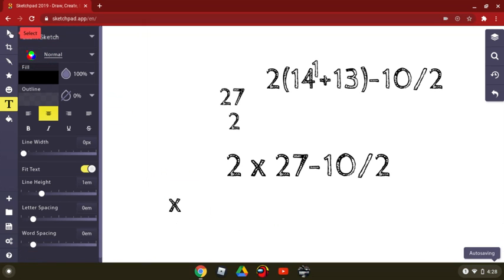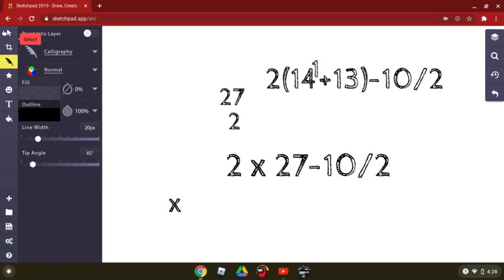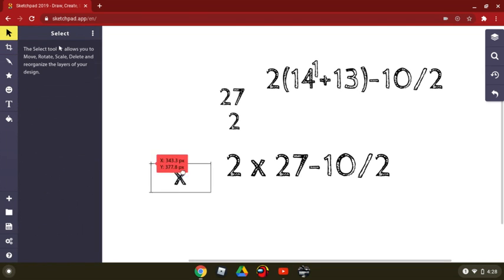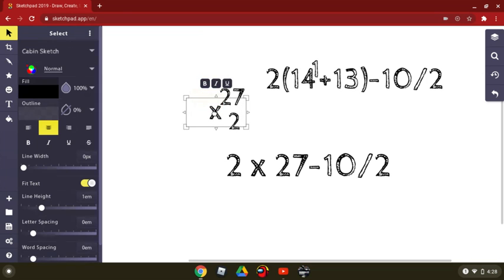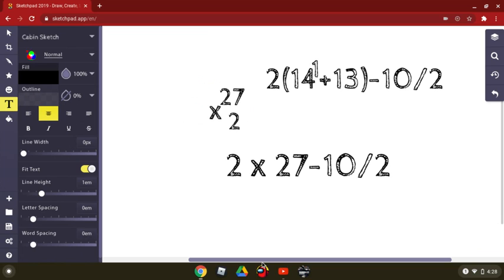gonna go to calligraphy, star calligraphy, select. Now we can move this up, and now it will look like an actual problem. There we go, 27 times 2. Well, 7 times 2 equals 14. And we put the 4 down there, and you drag the 1 up. So 2 times 2 is also 4, but with that 1, it's 5. So your answer should be 54.